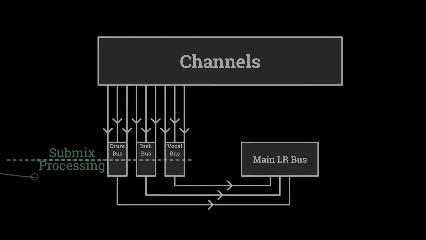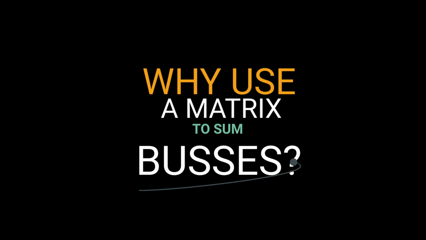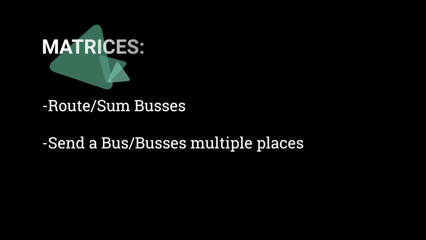Now let's look at why one might use a matrix to sum buses together. If a bus is being sent to only one location, like a monitor, there's no need to involve a matrix. But if a bus, or a group of buses, needs to be sent to multiple places, it'll be helpful to use a matrix to have additional separate processing for each location those buses are being sent.